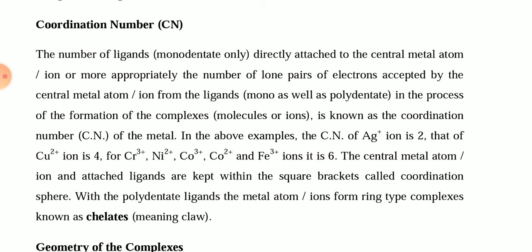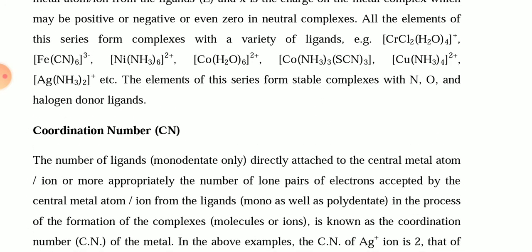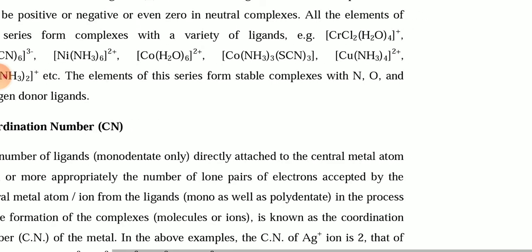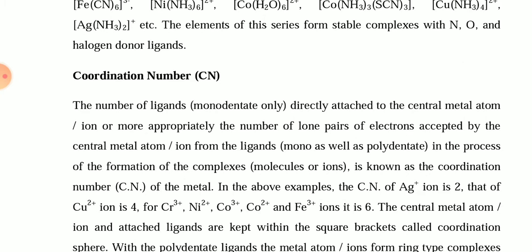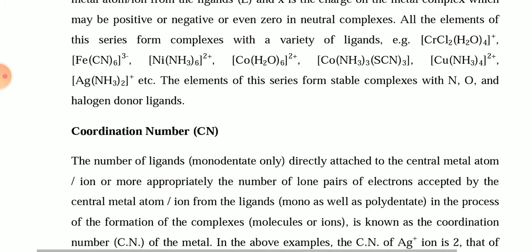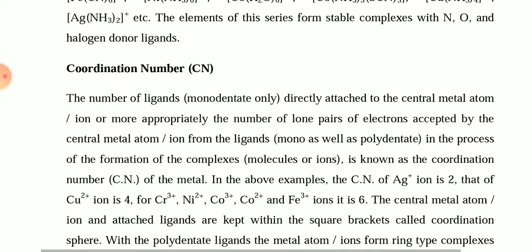In the above example, the coordination number of Ag plus is 2, that of copper plus 2 is 4. You can see that Ag plus has 2: the example has 2 ammonia ligands. The second is copper plus 2, which has coordination number 4. You can see Cu(NH3)4, it has 4 ammonia ligand molecules.